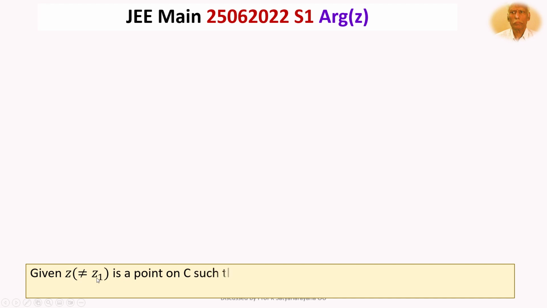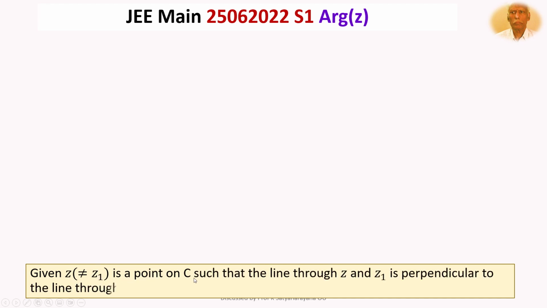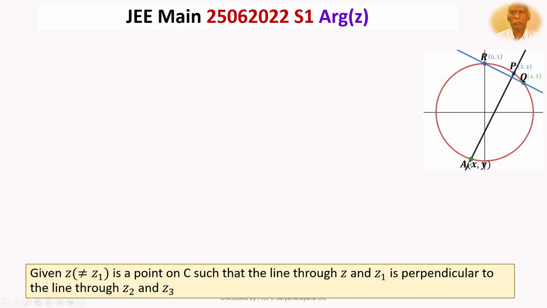Now, given Z not equal to Z1 is a point on C such that the line joining Z and Z1 is perpendicular to the line joining Z2 and Z3. So, this is Z represented by A and not equal to Z1. Z1 is (3, 4). So, the line joining Z and Z1, that means A and P, AP, is perpendicular to the line joining Z2 and Z3. Z2 is Q, Z3 is R. That is, the line joining those is RQ.